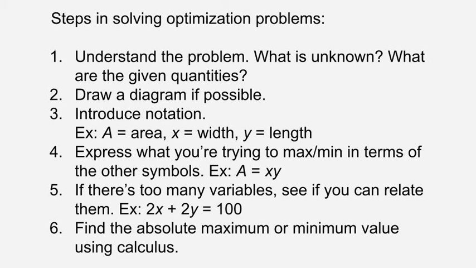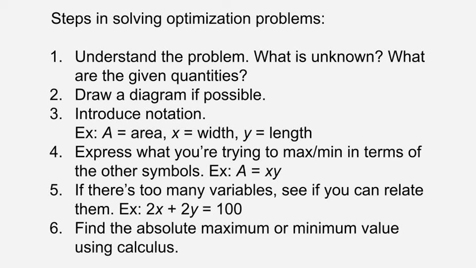Step 3 is introduce notation, so begin to label things. Like in this problem, we had A was the area, x was the width of the rectangle, and y was the length of the rectangle. After that, figure out what you're actually trying to maximize. In this case, it was the area, and write that in terms of the other symbols. So in our problem, the area is equal to the length times the width, which was x times y.